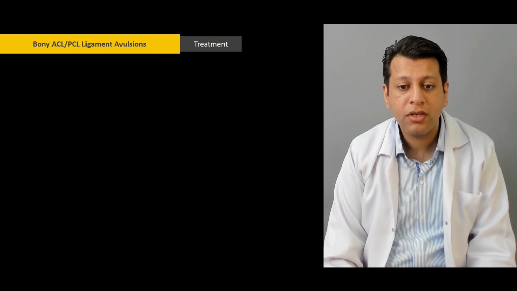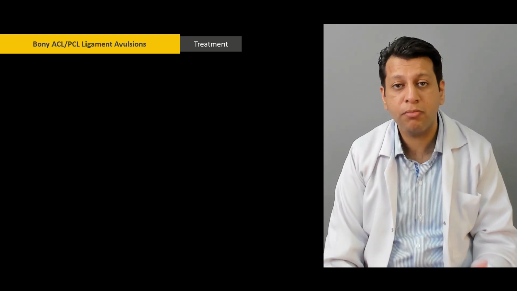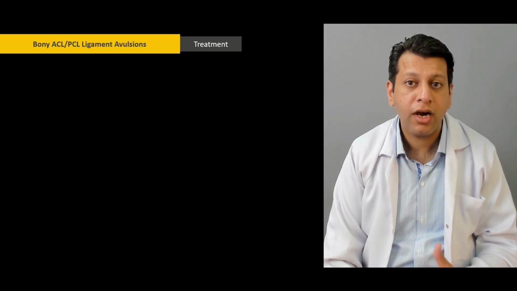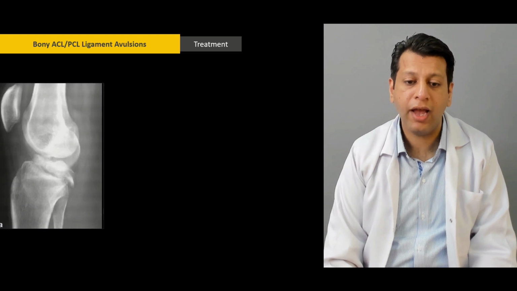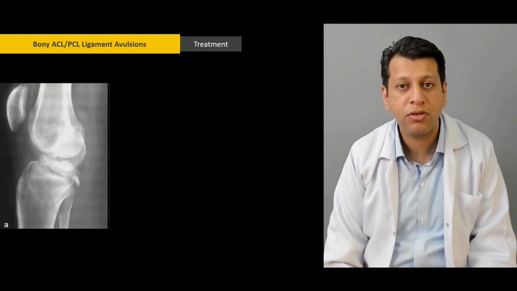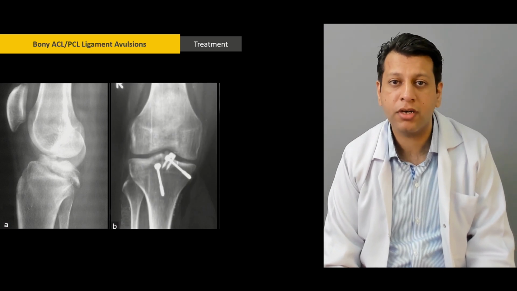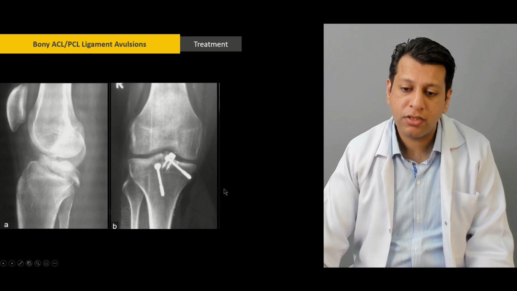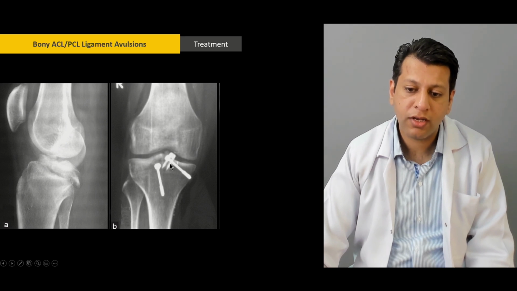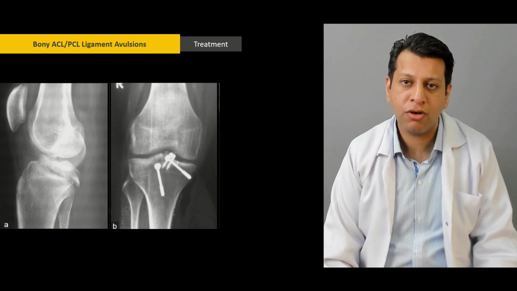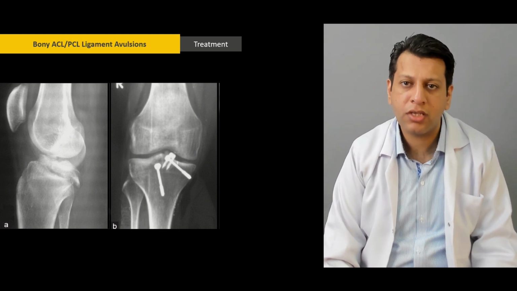So bony ACL and PCL ligament avulsions have to be treated, because they can produce not only problems associated with stability, but also arthritis, because there are intra-articular fragments. So they have to be treated either by open reduction and fixation with screws and staples, or by all arthroscopic reduction with screws and staples. Screws can be used, and sometimes staples can also be used, depending upon whether it's arthroscopic or open. Different techniques can be employed.